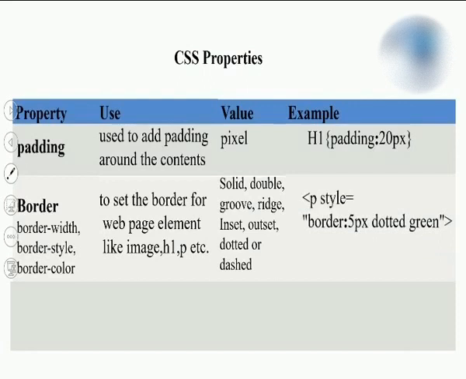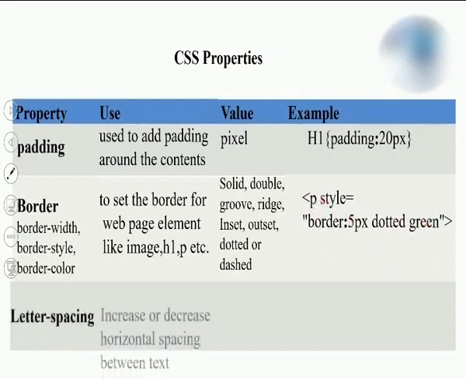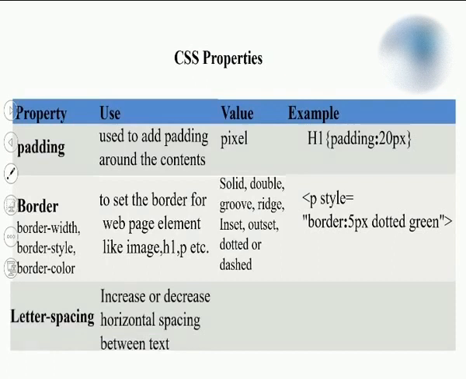For example, for the paragraph, if I want a dotted border with a green color. So this 5 pixel means that will be the width of it. In the style, border has 3 values. The first value is width, the second value is its style, and the third is color. So these 3 values you can specify at a time for the border. If I specify it like this, then I will get a dotted green border having 5 pixel width.